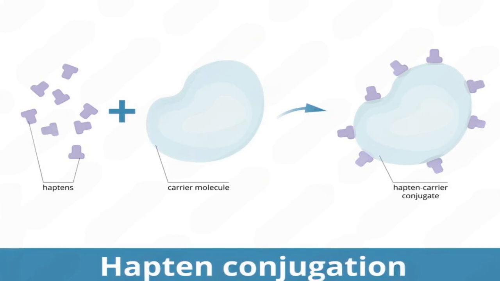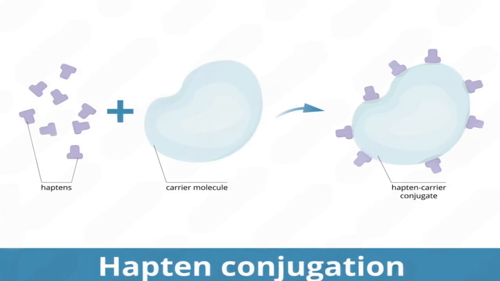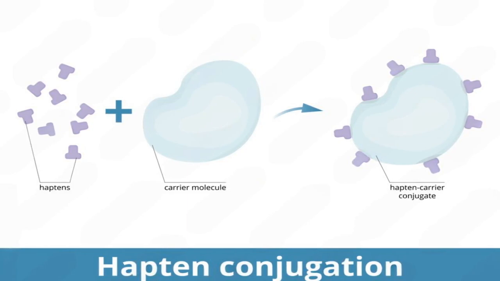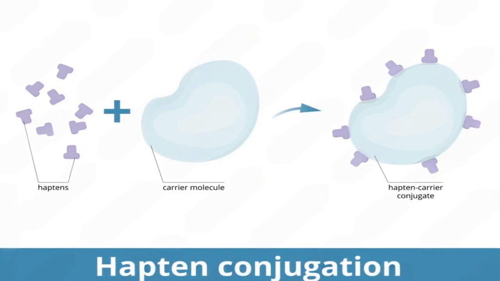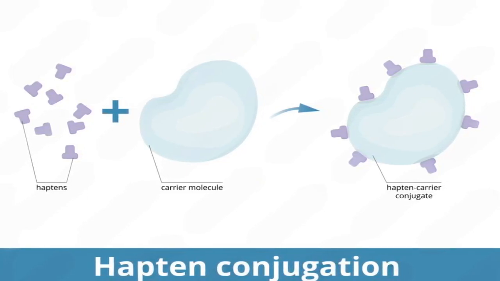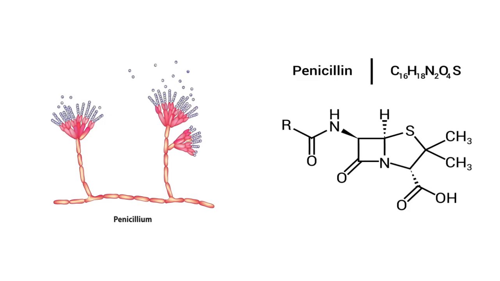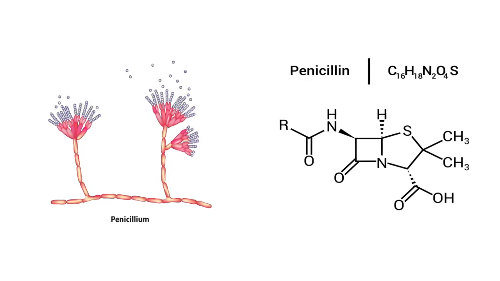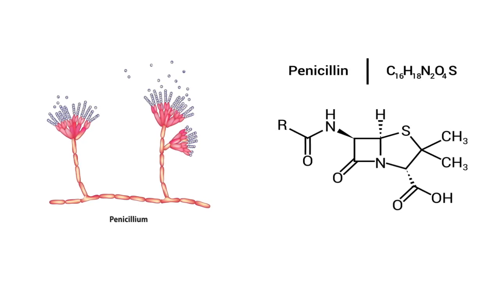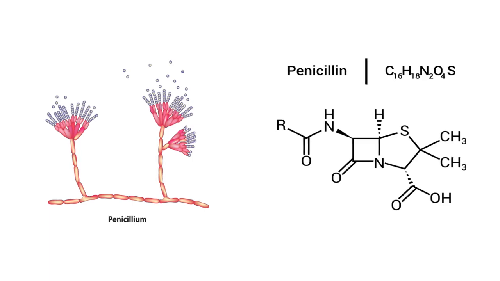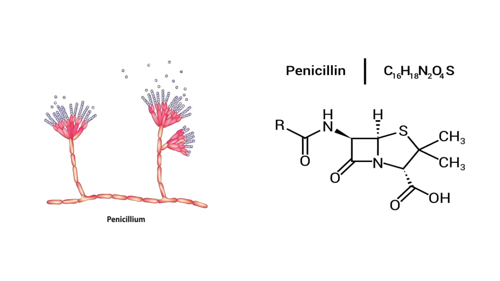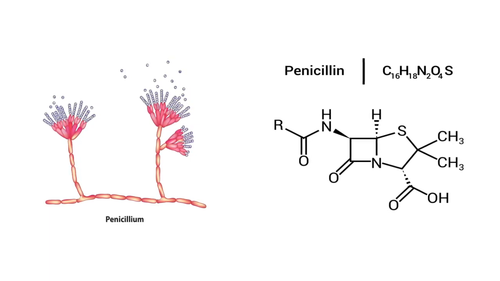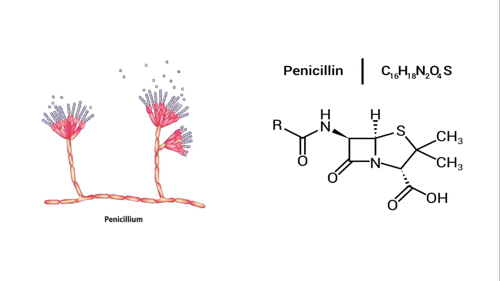Number 6. Haptens. Haptens are small molecules that are not immunogenic by themselves but become antigenic when they bind to a larger carrier molecule, typically a protein. Once bound, the hapten-carrier complex can stimulate an immune response, leading to the production of antibodies against the hapten. Common examples include drugs like penicillin, which can trigger allergic reactions when bound to serum proteins in the body.